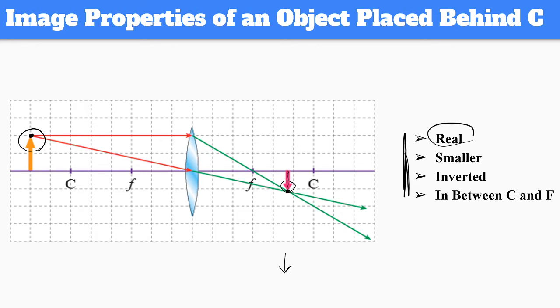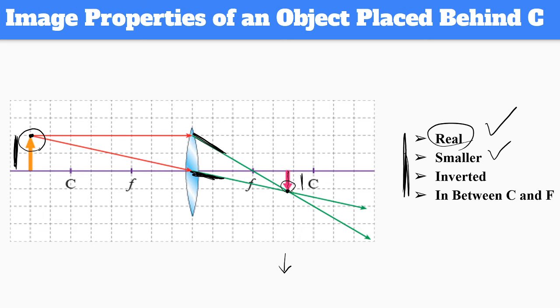So first thing that we are going to look at is, is it real or virtual? So remember the rule for real and virtual. In my case, those green lines are my refracted rays. If refracted rays themselves are intersecting, which they are, then the image is real. And then the rest is just looking at it and deciding what they are. Smaller: the original object is 2 units, my image is just 1 unit, so it's smaller.